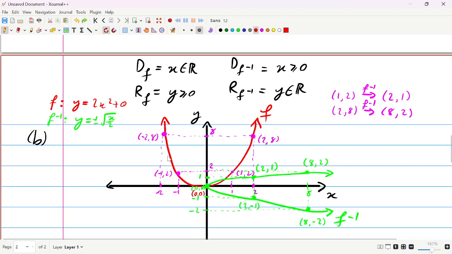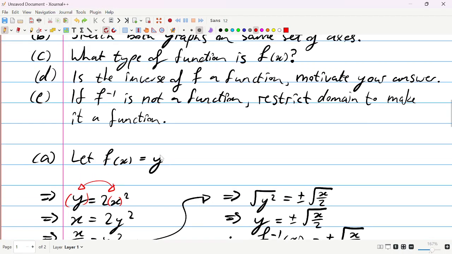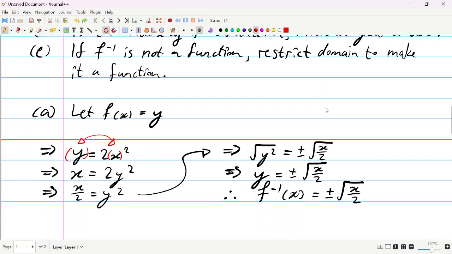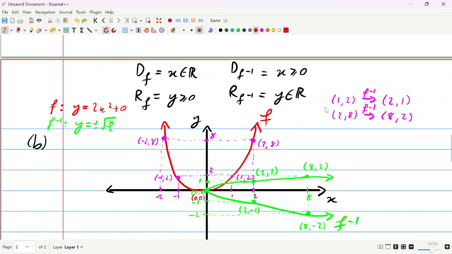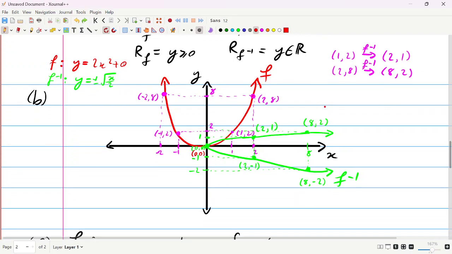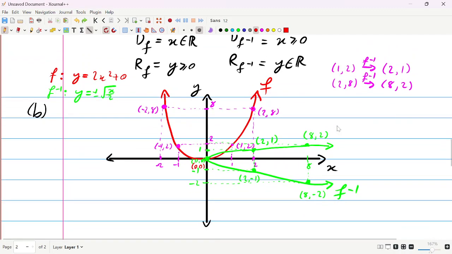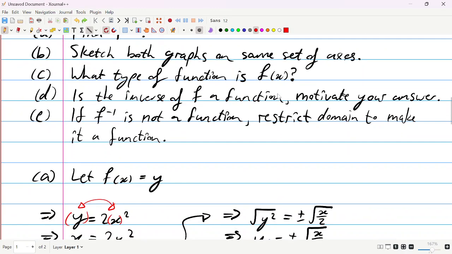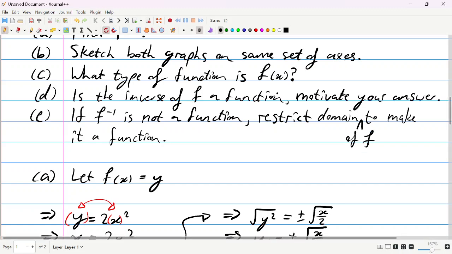Okay, just something I would add. Now we can answer this question because you have the information. If it's not a function, which it's not, the inverse, restrict the domain to make it a function. So how is it going to pass the vertical line test, essentially? We need to restrict the domain of f, which is the original function. I don't think I added it there, right? So the actual thing that needs to be added here: restrict the domain of f to make it a function.